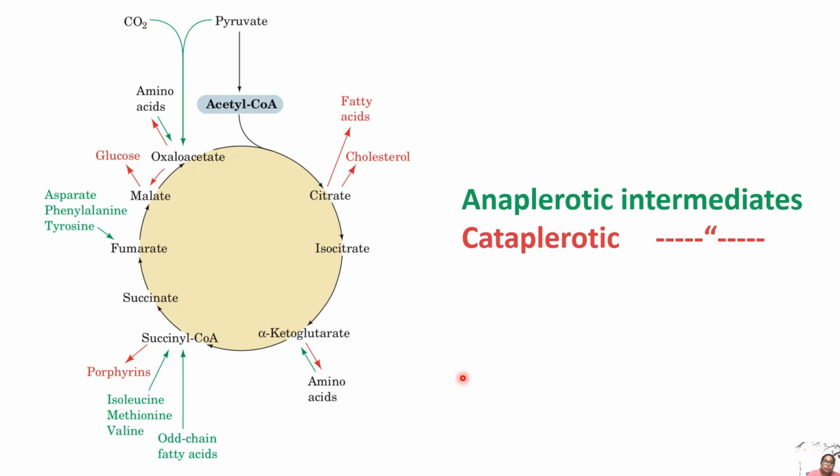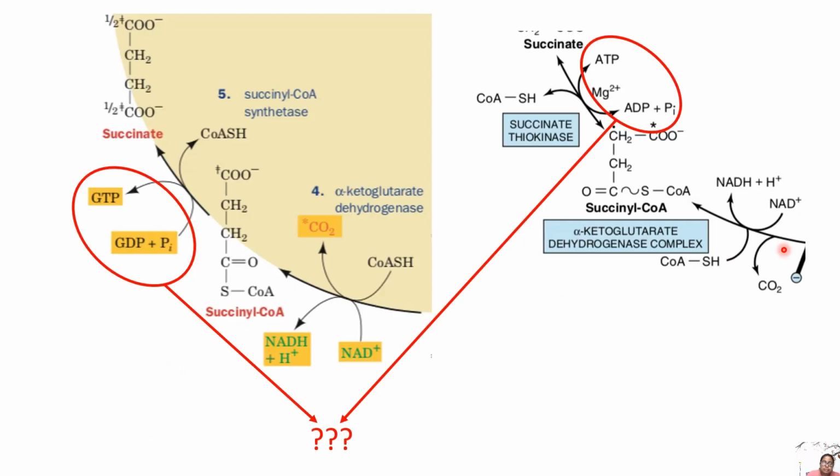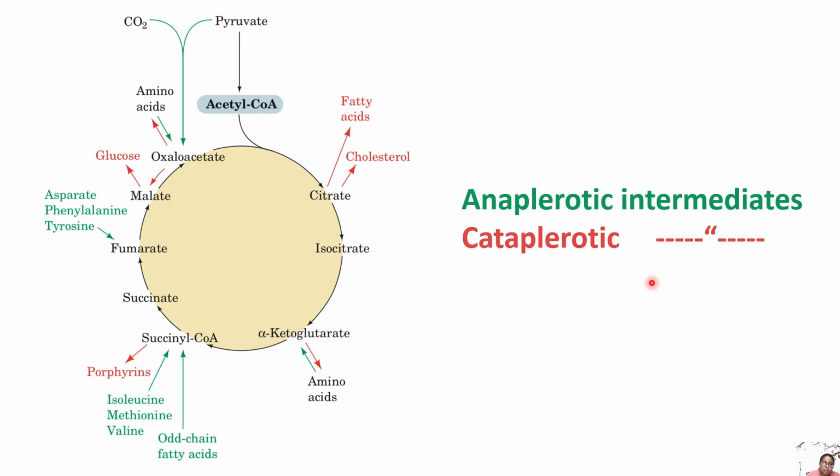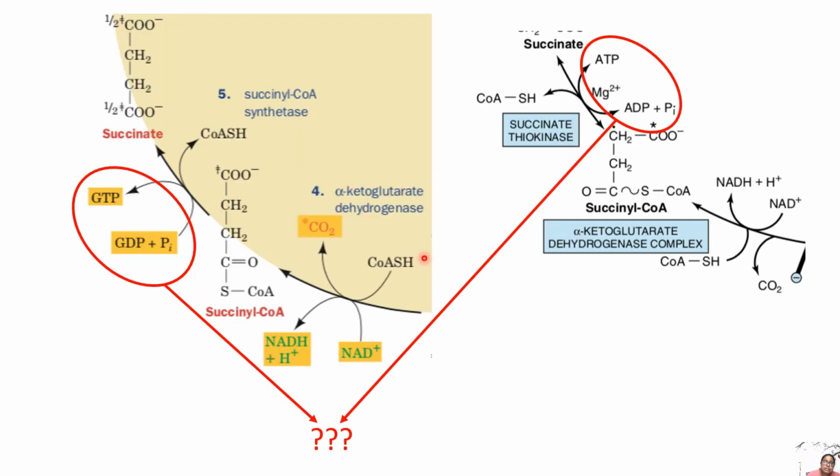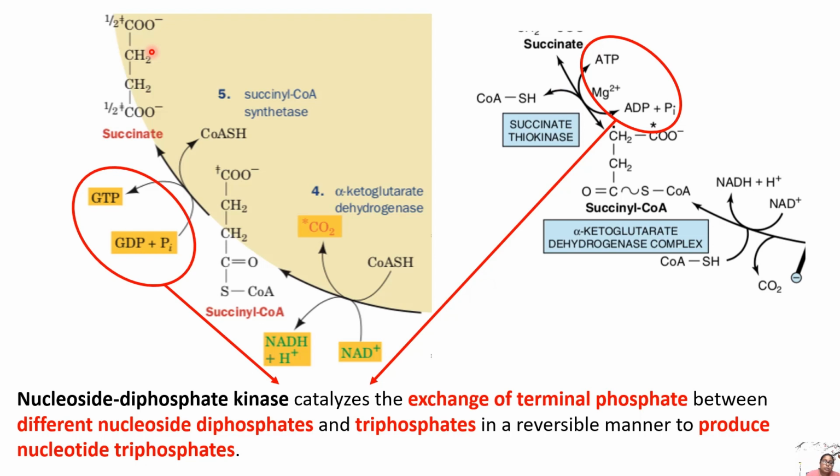Now, what do we mean by anaplerotic intermediates and cataplerotic intermediates? We have another question regarding this topic, so we'll discuss this terminology in the next question. But for now, this is what the entire schematic of the Krebs cycle entails. The nucleoside diphosphate kinase catalyzes the exchange of terminal phosphate between different nucleoside diphosphates and triphosphates in a reversible manner to produce nucleoside triphosphates.